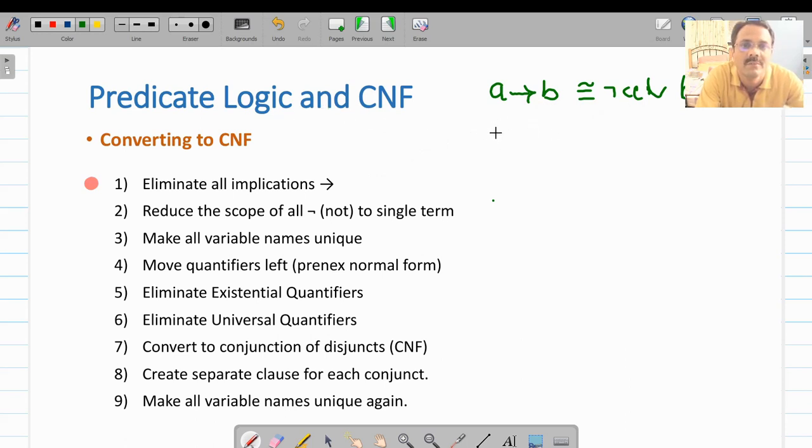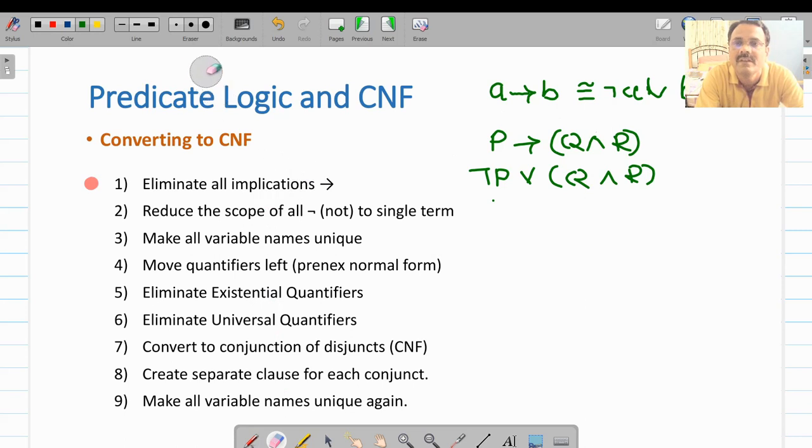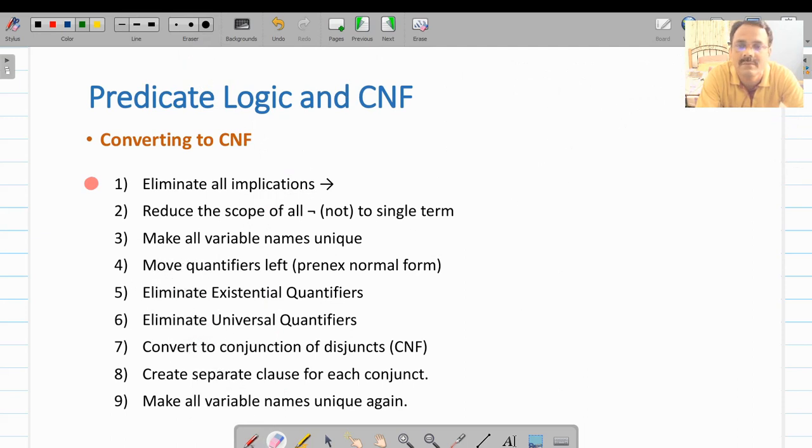Another example, suppose we have predicate P which implies Q and R. To remove this implication, I will write that as not of P, or Q and R. So that's how you can remove implication by using this property. After that, step number 2 applies.